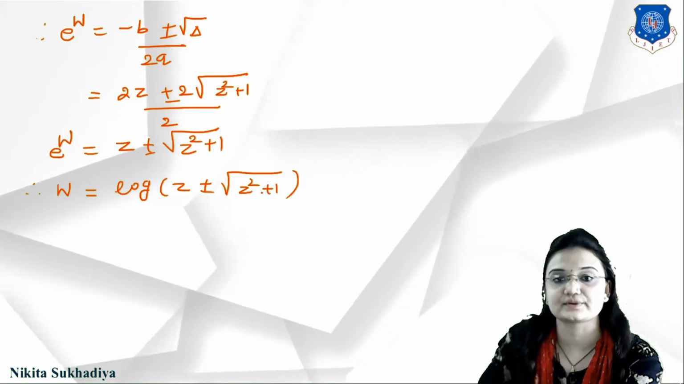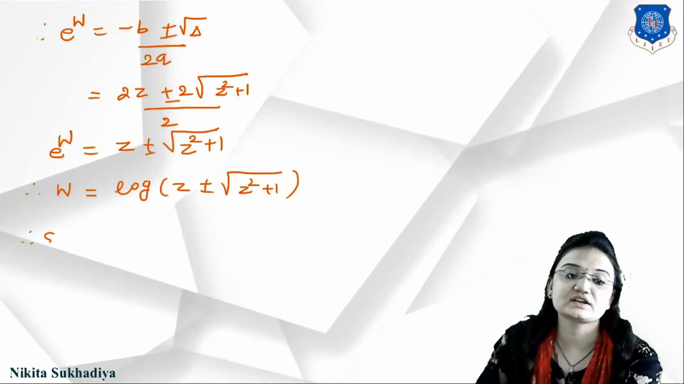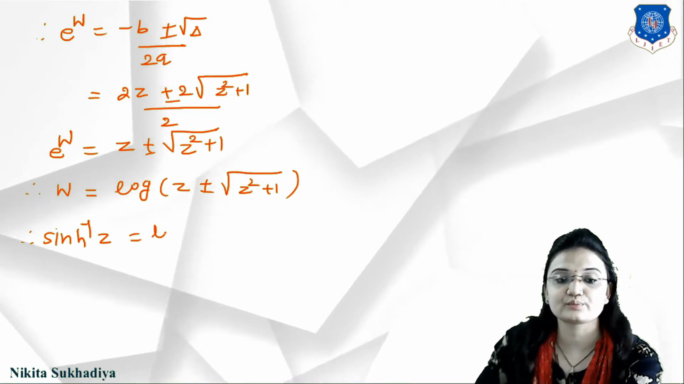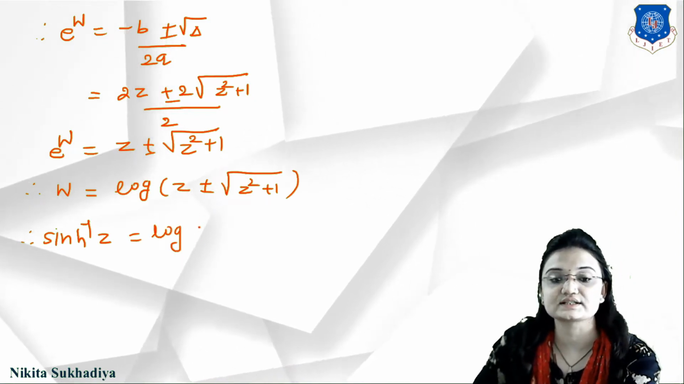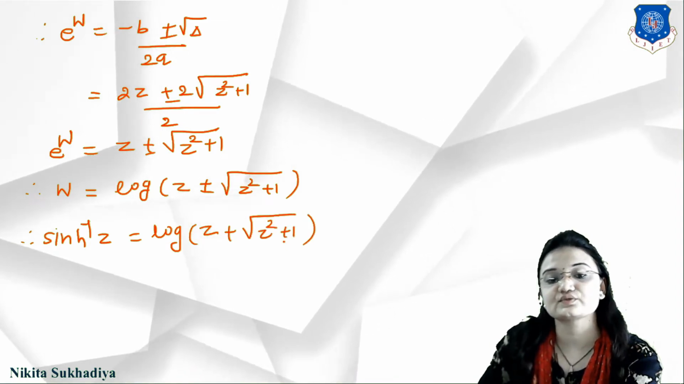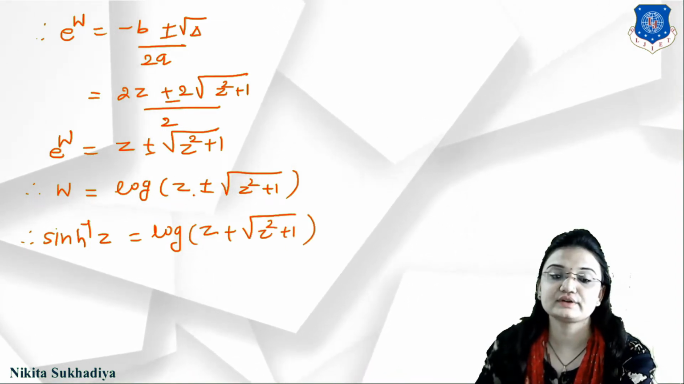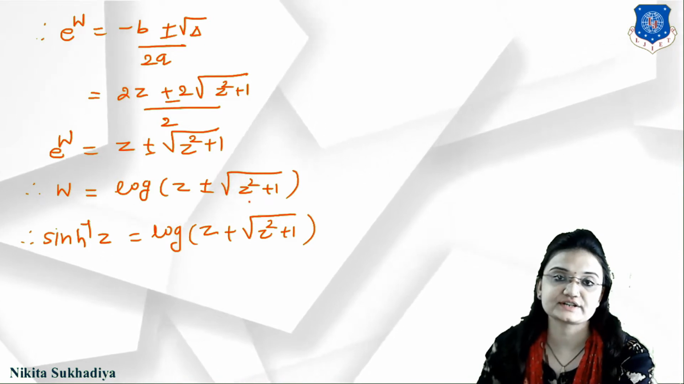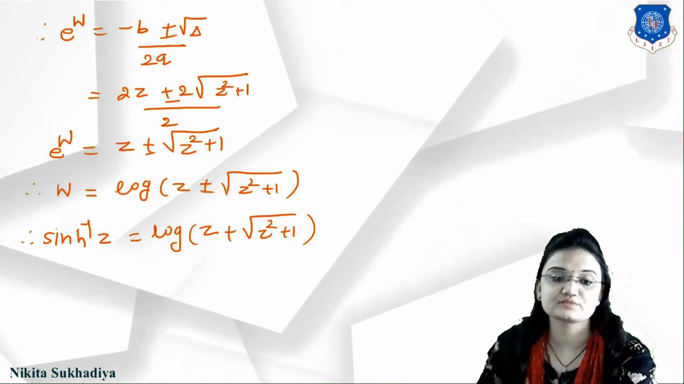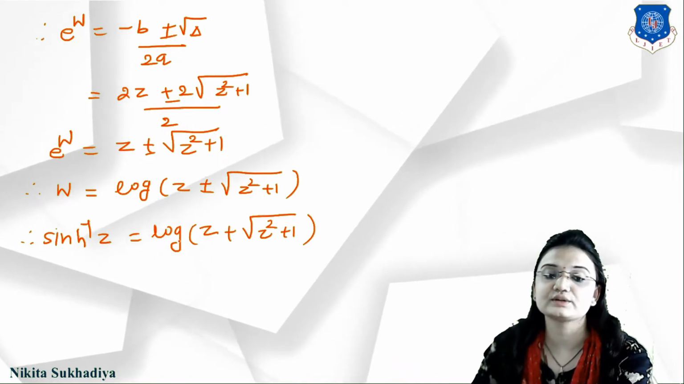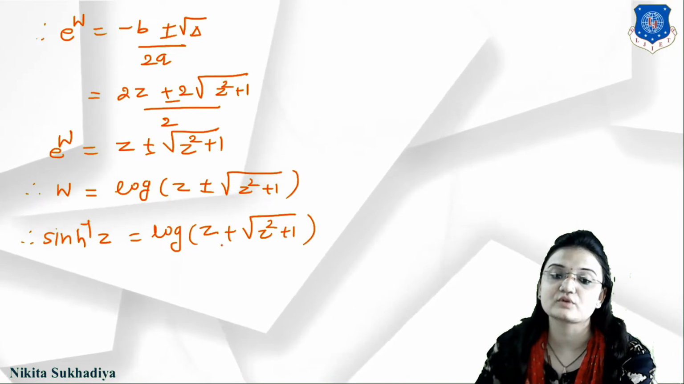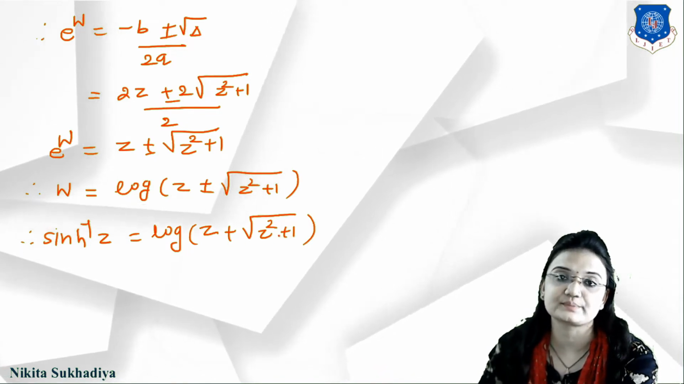Okay, and w is nothing but sine hyperbolic inverse z. We have proved that the first one is logarithm of z plus under root of z square plus 1, because if we take z minus under root of z square plus 1, the logarithm of a negative value is not defined, so here we will take only the positive value. That is, sine hyperbolic inverse z is equal to logarithm of z plus under root of z square plus 1.